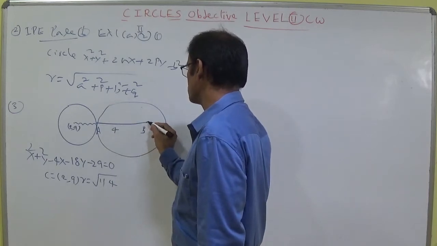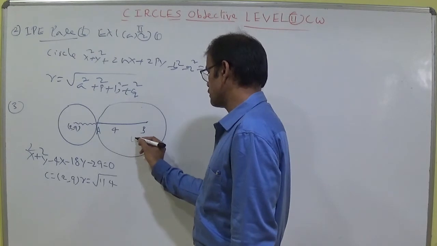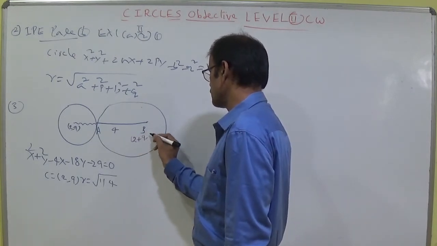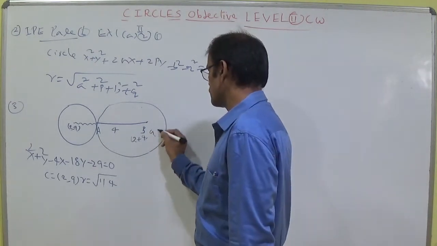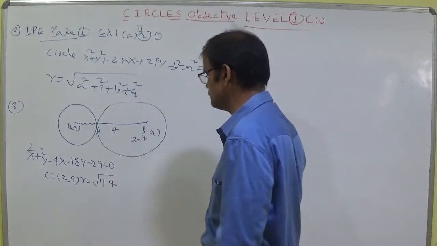Locus of this. This is a circle having center this one. 2 plus 4 you write here. 2 plus 4, 9 because it is moving in a horizontal way. According to options, everything is a circle. So here you can write 2 plus 4, 9. So 6, 9 and the radius is the same.